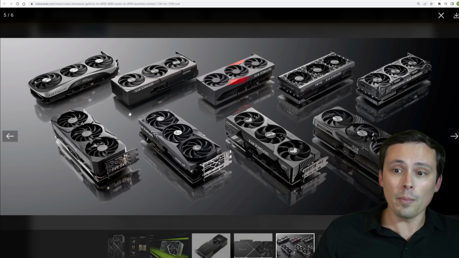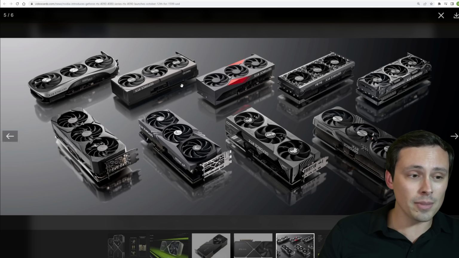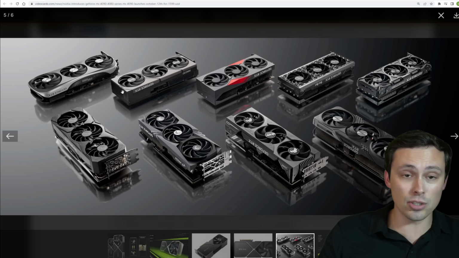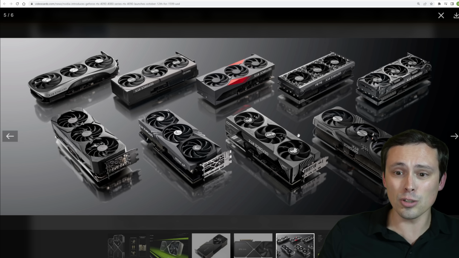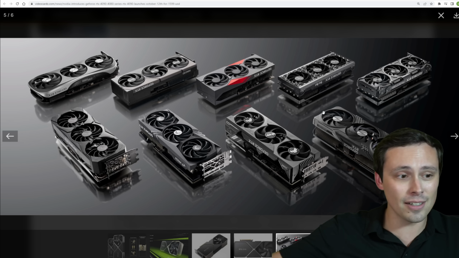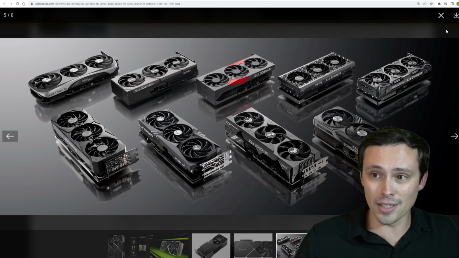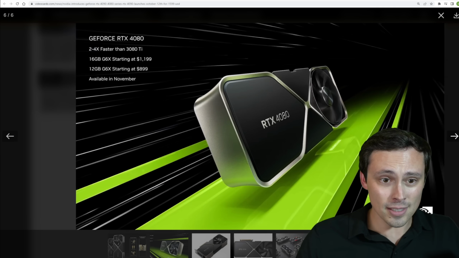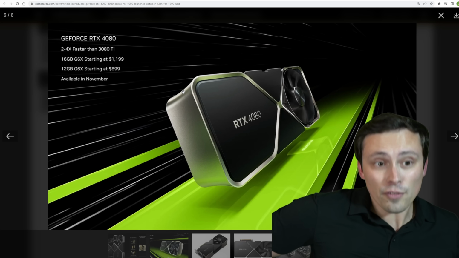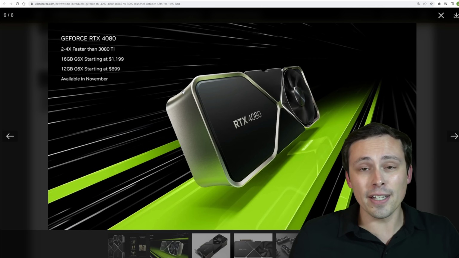And we're seeing a whole bunch of the board partner cards. Some of these were already leaked ahead of time, and those leaks do appear to have been accurate. And again, they look super chonky. And these ones will probably be pushing past that $1,600 mark. Wouldn't surprise me to see some of these at the $2,000 mark. We'll see what happens.